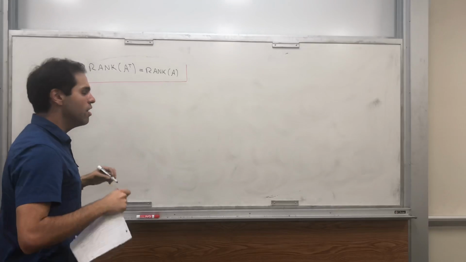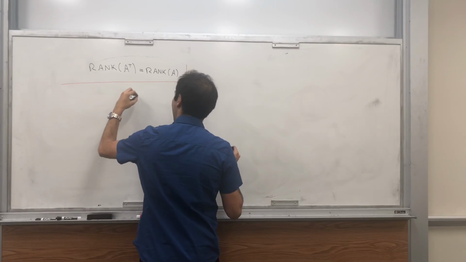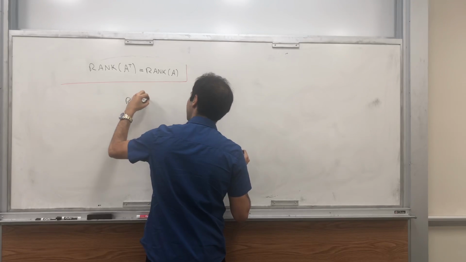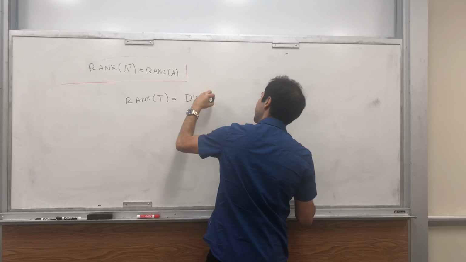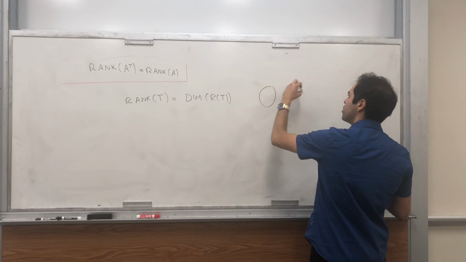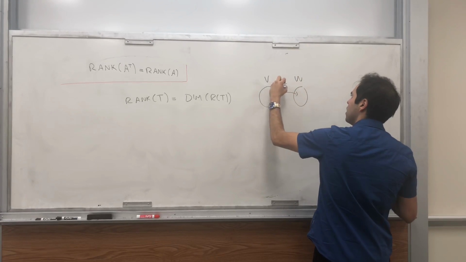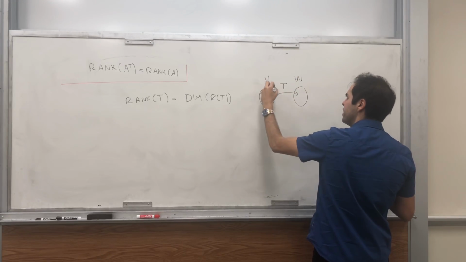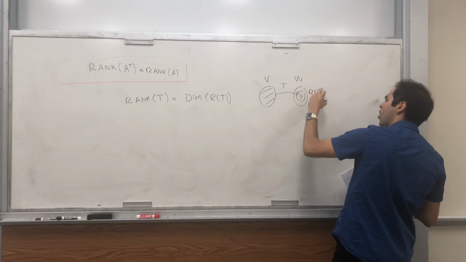So first of all, what is the rank of a linear transformation? The rank of a linear transformation T is just the dimension of the range of T. In other words, if you think of a linear transformation going from V to W, then it takes V to a bunch of outputs. And that's called R of T.